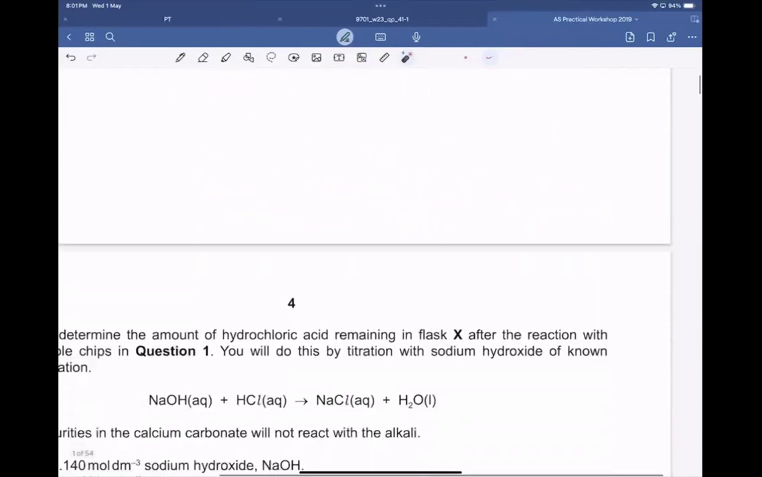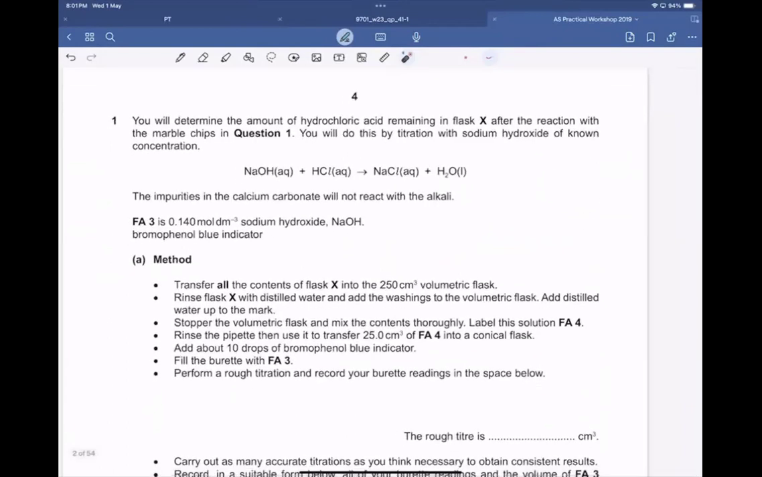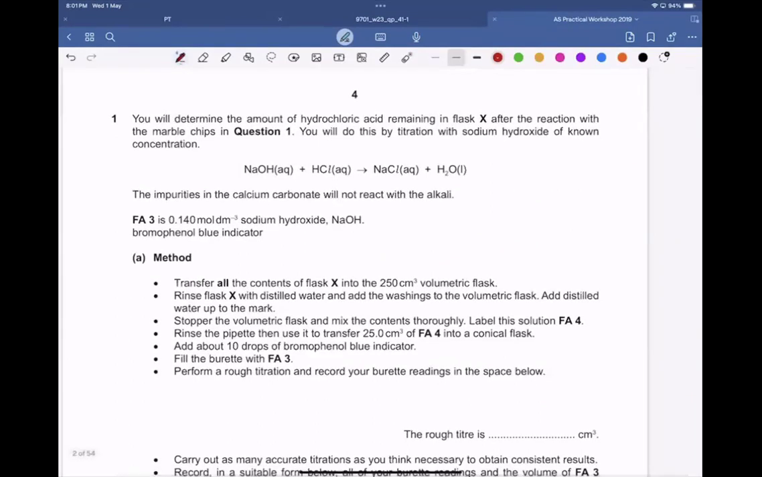So in a titration question, for example, have a look at this question. The most important thing is the calculations. For example, you will determine the amount of hydrochloric acid remaining in flask X after the reaction with marble chips in question 1. So that is the continuity of another question, but this is based on titration. You will do this by titrating with sodium hydroxide of known concentration, and here they have given you the equation. That equation is always very important.